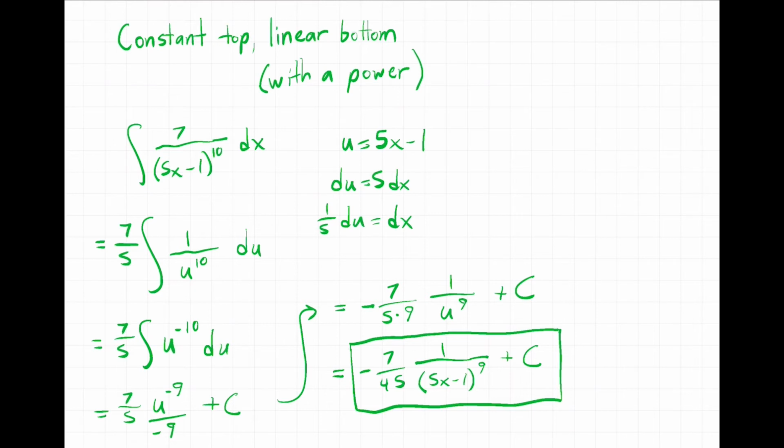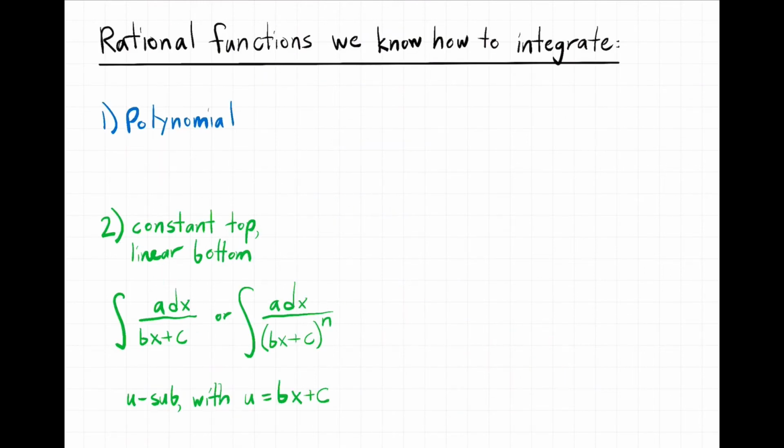So let's go back and add this to our list of rational functions whose integrals we know how to solve. So we know how to integrate polynomials, and also any function that has a constant on the top and a linear on the bottom, maybe one with a power. And we'll do a u substitution in those cases where whatever's on the bottom, ignoring the power, is our u.